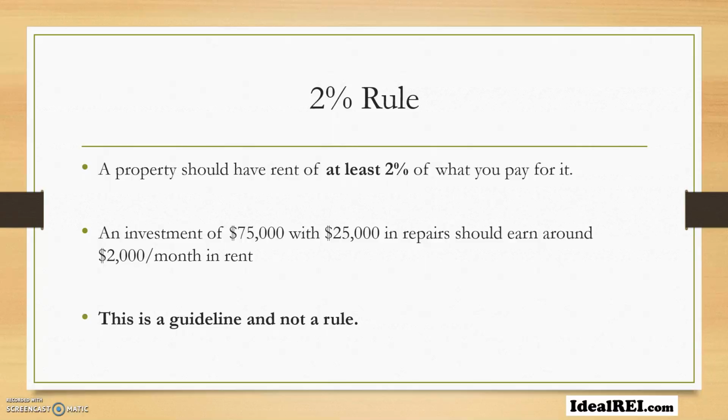So if you spend $50,000 on a property, it should rent for $1,000, and so on. So you see the 2% rule is based off of what you've put into the property. The 1% rule is based off of the value of the property after repairs.